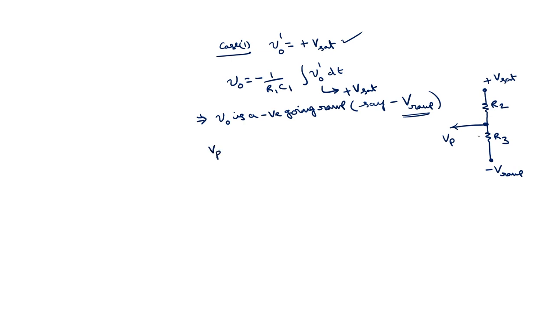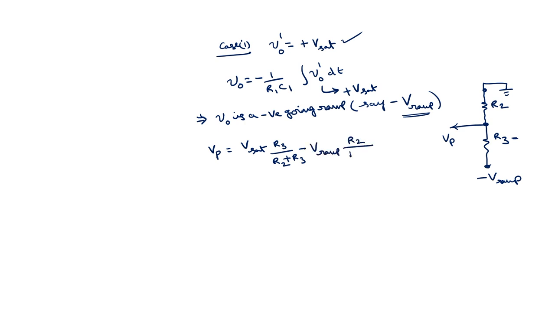In order to find Vp, first you ground this V ramp. If you ground this V ramp, what will be the output voltage? Vsat times R3 by R2 plus R3, since you are taking the voltage across R3. Now the contribution due to this V ramp: you ground the Vsat side and take the voltage across R2 and ground. So this is minus V ramp times R2 by R2 plus R3.